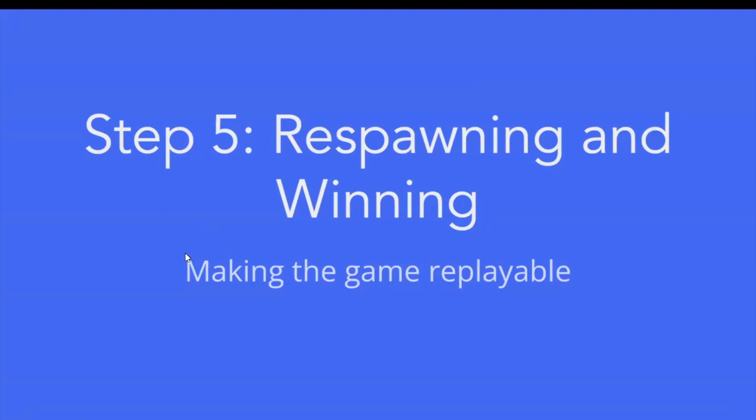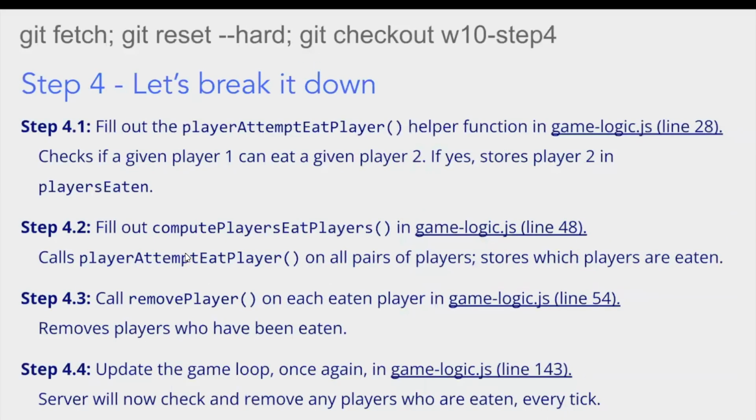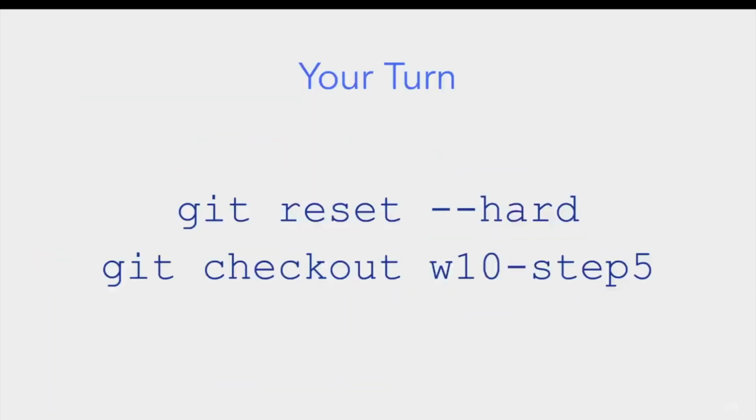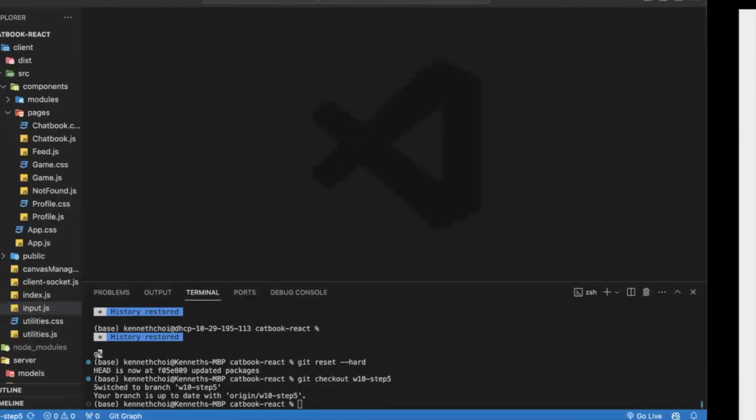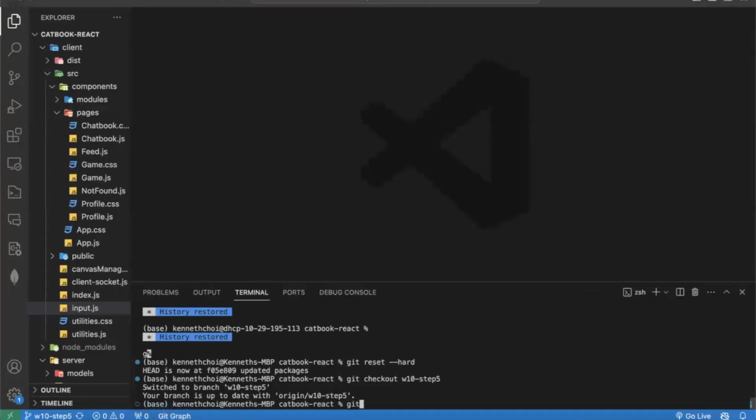So just to recap, previously we added all the main game functionality that we need for our Agario game. Previously, we added the game page, then we added being able to move on the canvas, and then we added players being able to eat food, and then finally we added players being able to eat players. So now let's run git reset --hard and git checkout w10-step5. So I'm going to run that right here.